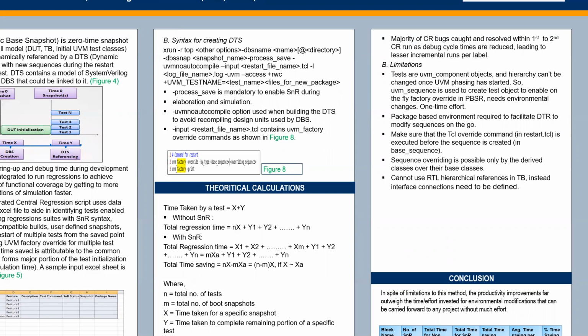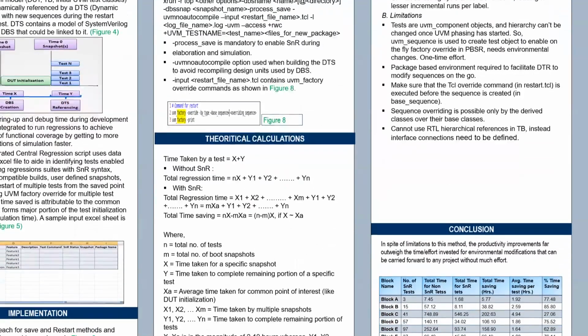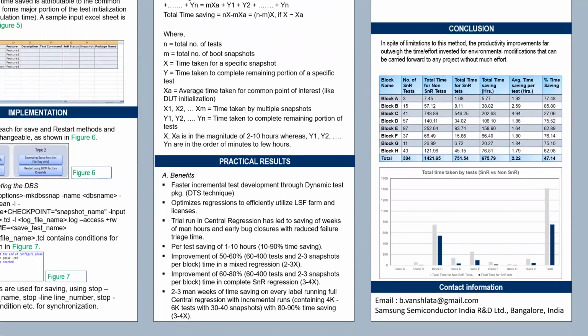Now, despite all these limitations, the productivity improvements far outweigh the time and effort invested for environmental modification. And this can also be carried forward to other projects without much effort. The table here shows the comparison in time taken by SNR enabled regression and normal regression for a few of the blocks. We can see that the time savings range from 20 to 80% across the blocks. This can further increase depending on the number of snapshots and the number of tests in the regressions. The same has also been illustrated as a graph, and we can see the time difference in SNR versus non-SNR is almost double.